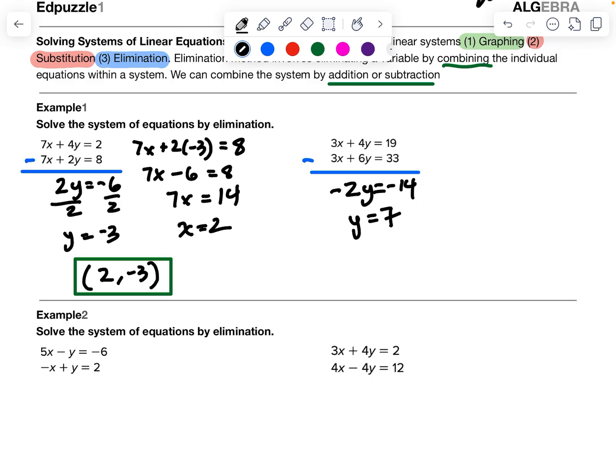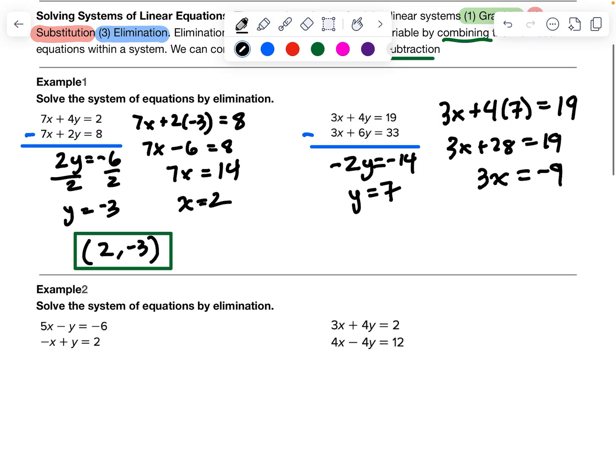Plug it into either equation. I'll plug it into the top one. So y is now 7. I'm rewriting the top equation identically as it was, but I'm now substituting in 7 for y. So 3x plus 28 equals 19. Subtract 28 from both sides. 3x equals negative 9. Divide by 3. X equals negative 3. Solution, negative 3, 7.